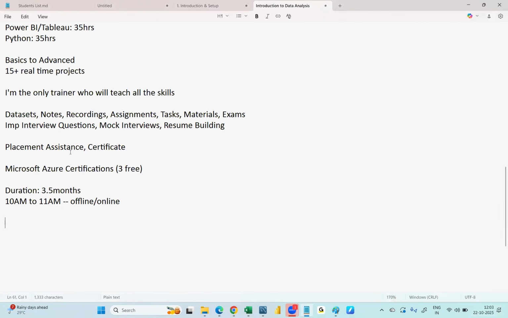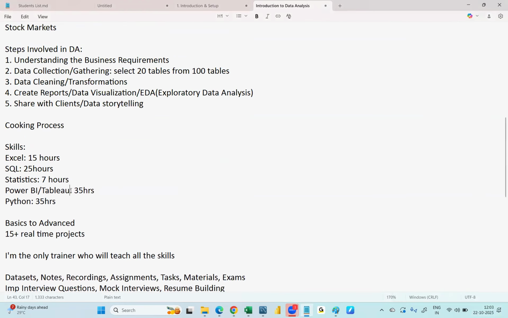In the second free class, I'll explain to you the complete skill set. What are the tools we are going to use? What is the duration? What is the need of SQL? What is the need of Power BI? What is the need of Python? How to install those things, I will help you out with that.